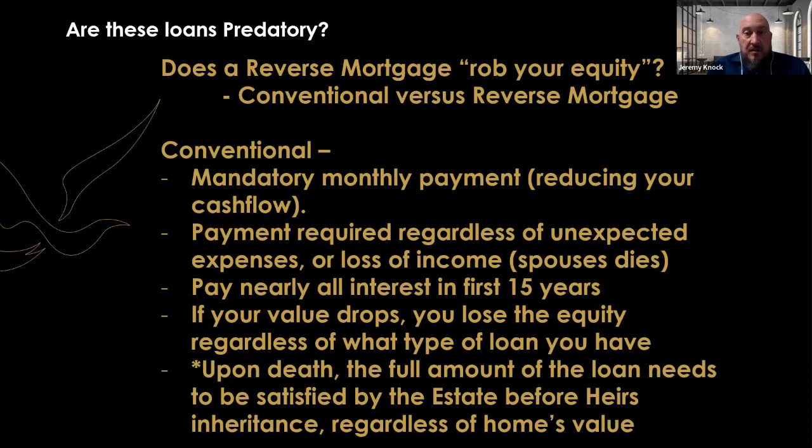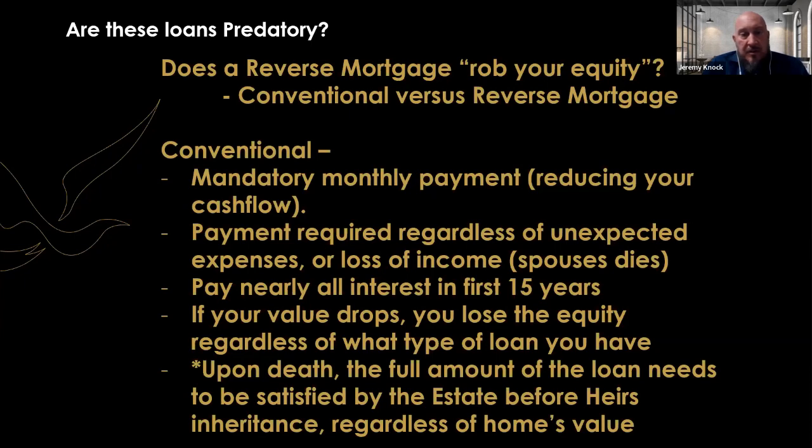One of the biggest things seniors face is the loss of a spouse. When that spouse passes, they lose that spouse's income. If you're relying on two Social Security checks and a spouse passes, you lose that Social Security income. That's catastrophic if you're making a mortgage payment. The other thing about a conventional loan is you're paying nearly all of that interest in the first 15 years of a 30-year loan. You end up paying only about 12 to 15% of the actual balance down in the first 15 years. So really you're writing a check and the balance is almost staying flat.